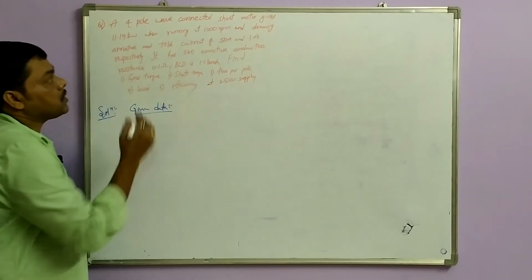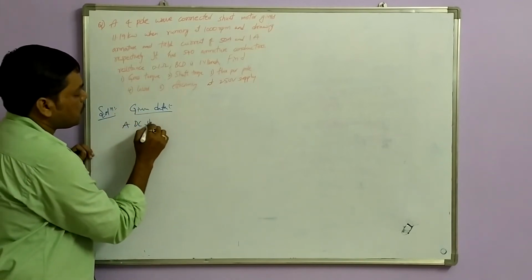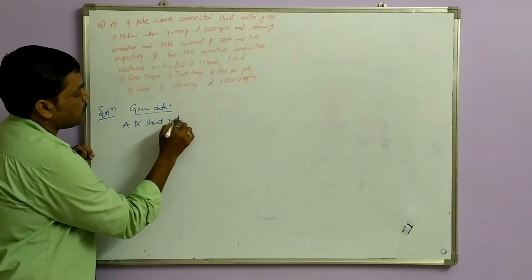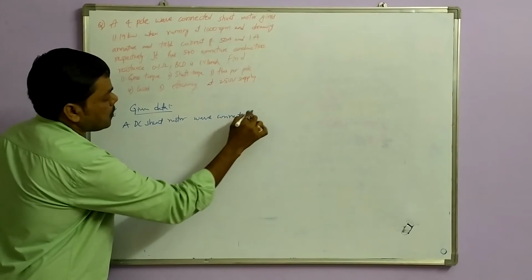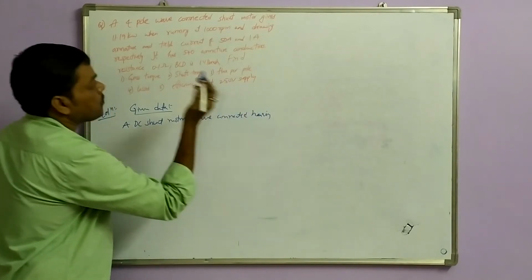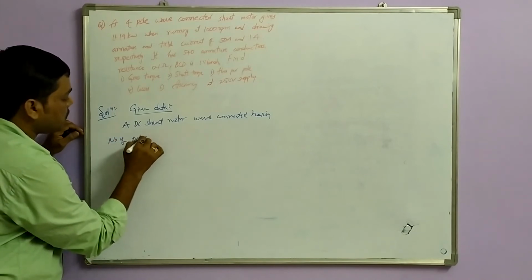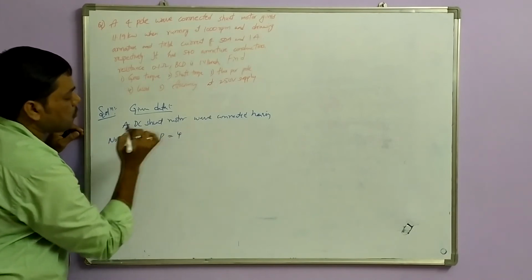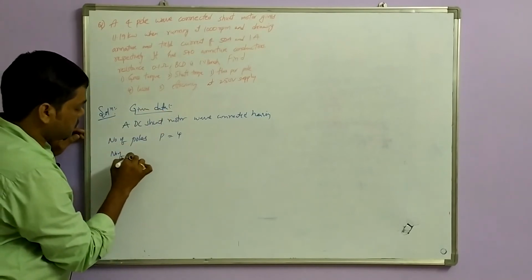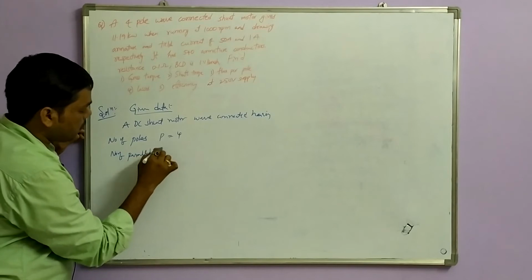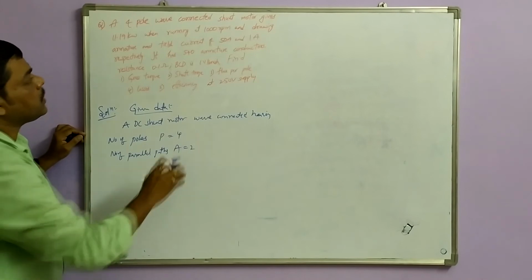What is the data given? A DC shunt motor, wave connected. The number of poles is given, so P is equal to 4, and it is wave connected, so the number of parallel paths A is equal to 2, since it is a wave winding.